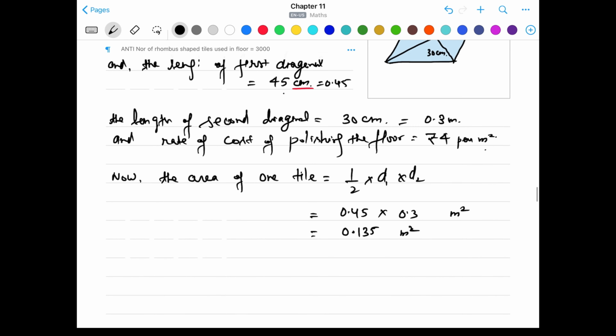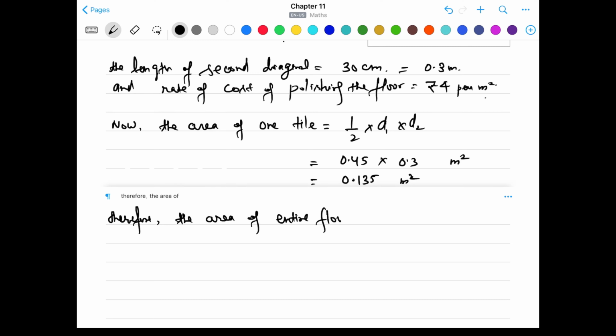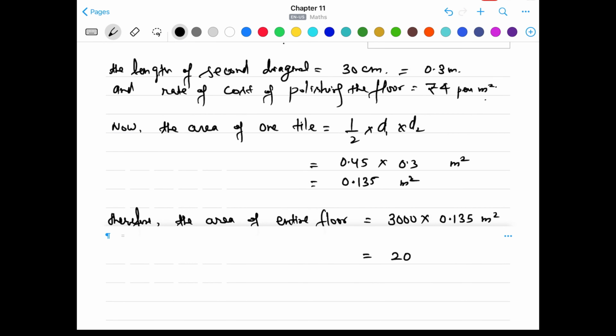Okay, and the number of tiles used here is 3000. So the area of the entire floor will be, therefore, the area of the entire floor will be equal to the number of tiles multiplied by the area of one tile, that is 0.135 meter square. Okay, after multiplying the two, we'll get the result as 202.5 meter square. So that's the area of the entire floor.